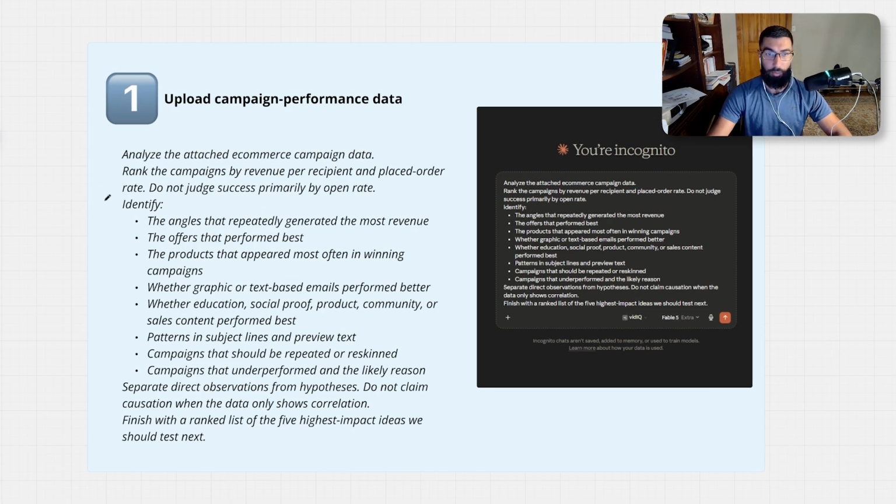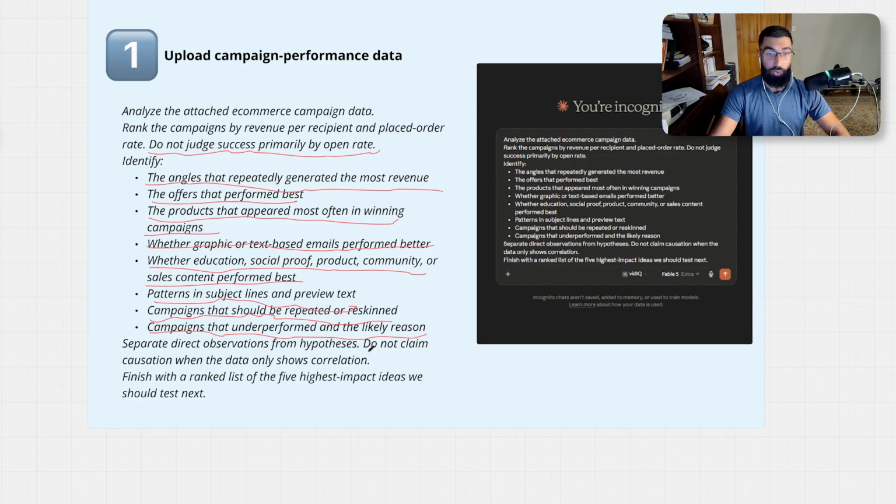Analyze the attached e-commerce campaign data, rank the campaigns by revenue per recipient and placed order rate. Do not just judge success by open rate. So we're not going to use any vanity metrics. We're only going off of actual revenue generated. We want Claude to identify the angles that repeatedly generated the most revenue, the offers that performed best, the products that appeared most often in winning campaigns, whether graphic or text-based emails performed better, whether education, social proof, product, community, or sales content performed best, any patterns in subject lines and preview text, any campaigns that should be repeated or reskinned, any campaigns that underperformed, and the likely reason for that underperformance so we know what didn't work and why, so we don't repeat those mistakes.